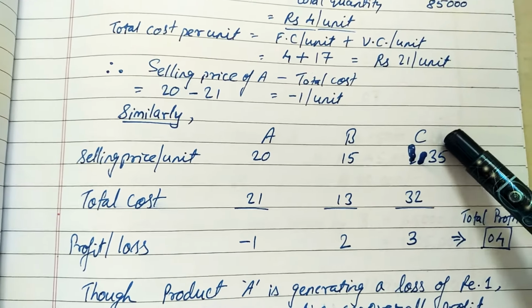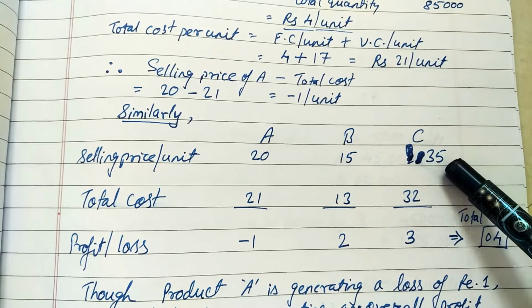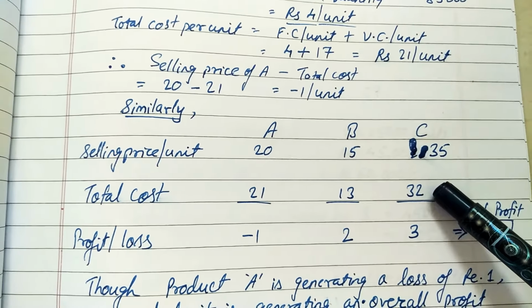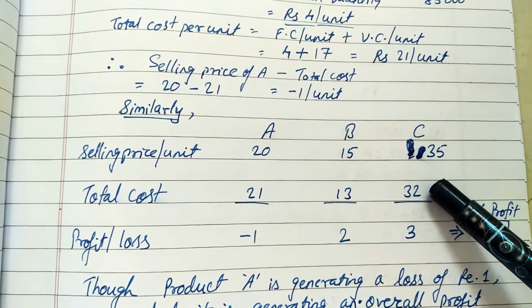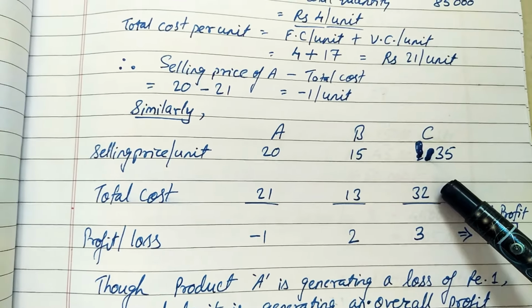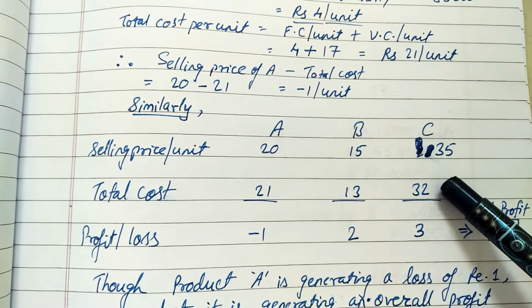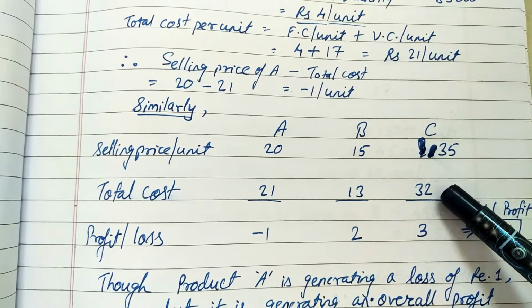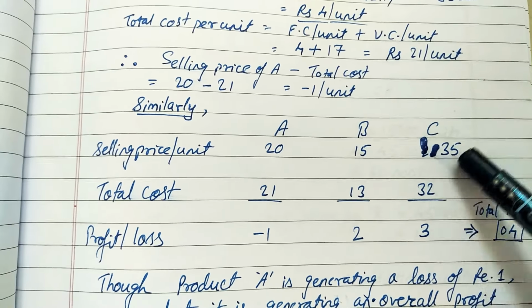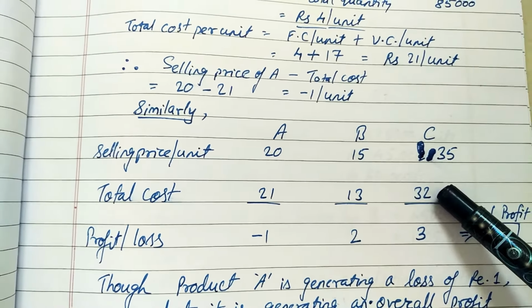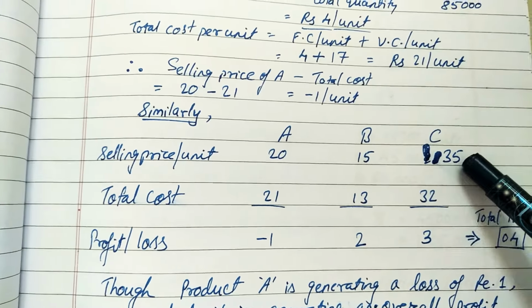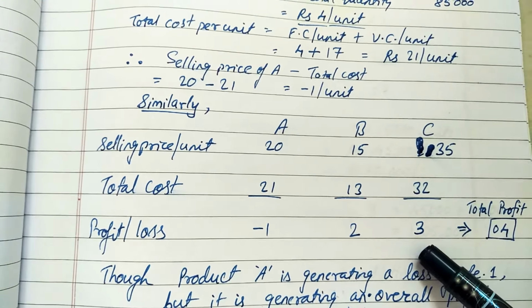And for C, the selling price is 35 rupees per unit. And the total cost comes in as 32 rupees per unit. Because in the question, it is given that 28 rupees per unit is the variable cost per unit, and 4 rupees is the fixed cost per unit. When we add it to 28, we get 32 rupees as the total cost per unit. So 35 minus 32 is 3 rupees per unit.